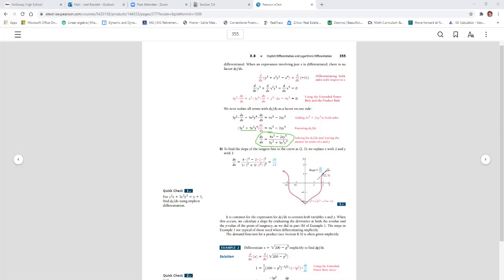Now we can figure the slope at the point 2, 1. All we have to do is go back into dy over dx, and we will plug in 2 for x and 1 for y, and we can see that the slope is 28 over 3. So the slope of this line here at 2, 1 is 28 over 3.